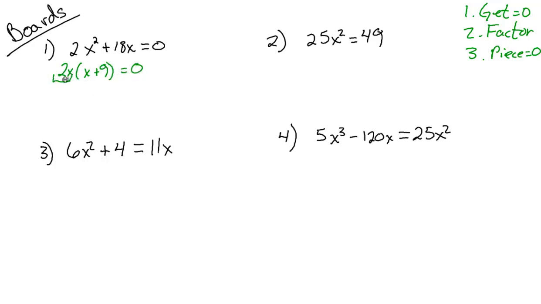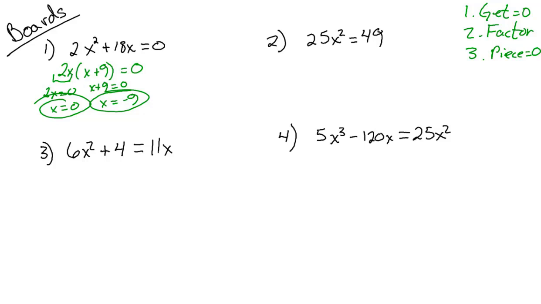Set each piece equal to 0. 2x equals 0. Does that give us an answer? Yeah, x equals 0. Right on. X plus 9, the other piece, equal to 0, and we get x equals a negative 9. And yeah, you can check these. Stick in a 0. 2 times 0 squared is 0, plus 18 times 0 is 0. And it works. 2 times a negative 9 squared, so 2 times a positive 81 is 162. Plus 18 times a negative 9, that will indeed be negative 162. Add those together, and you get 0.